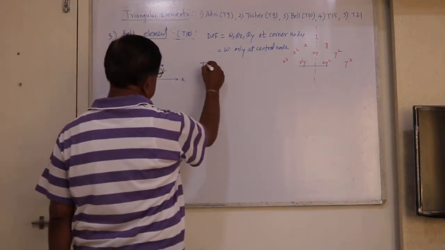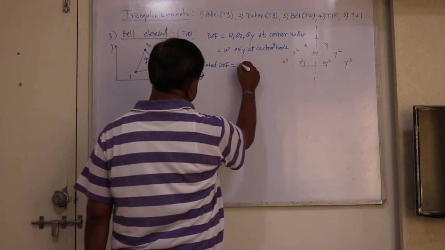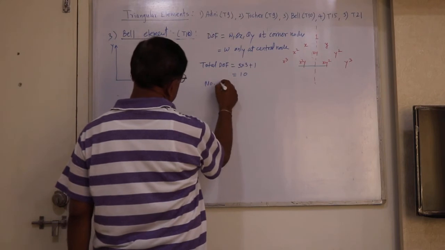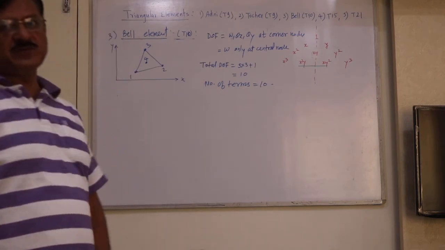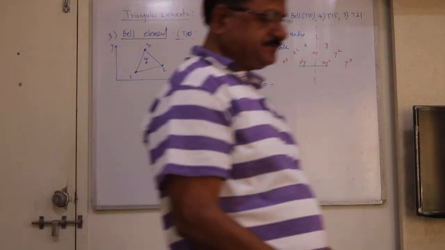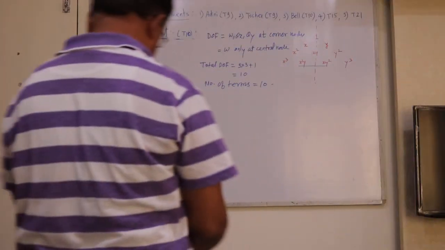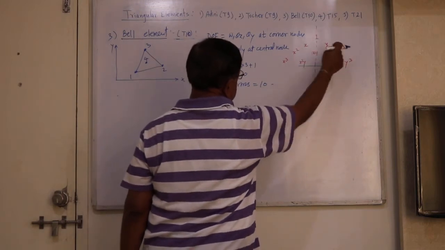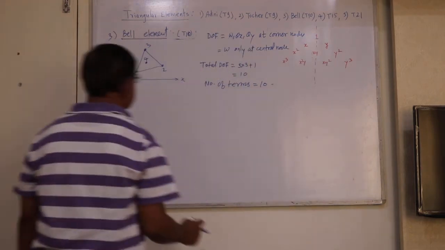So total degree of freedom becomes 3 into 3 plus 1, so 10. And therefore, number of terms in displacement function should be 10. Number of terms assumed in the displacement function should be 10. Now, so complete cubic polynomial is to be assumed. So this 1, 2, 3, 4, 5, 6, 7, 8, 9, 10. Total terms are 10. So this complete is to be assumed.